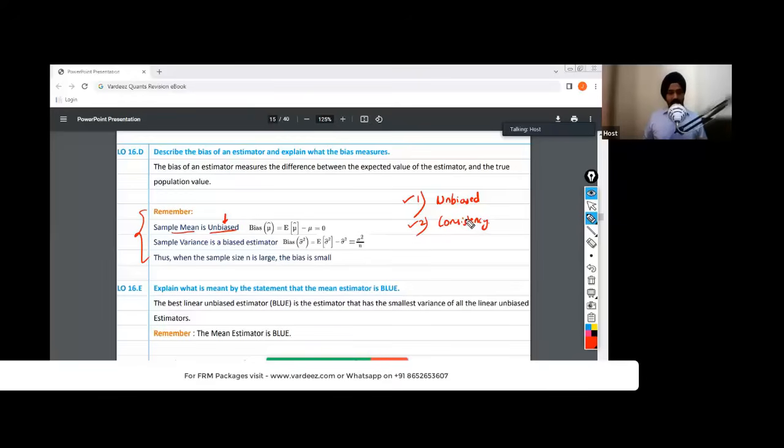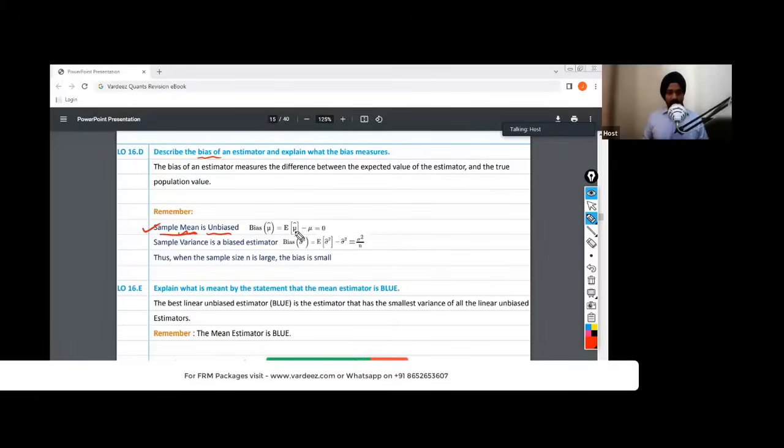Consistency means whatever I find in my sample data, the same thing will exist in my population data. Whatever I conclude is going to happen in the population. Fair enough. So when I talk about the bias of an estimator, the sample mean is unbiased. So it's fantastic that the sample mean that we calculate is going to be unbiased.